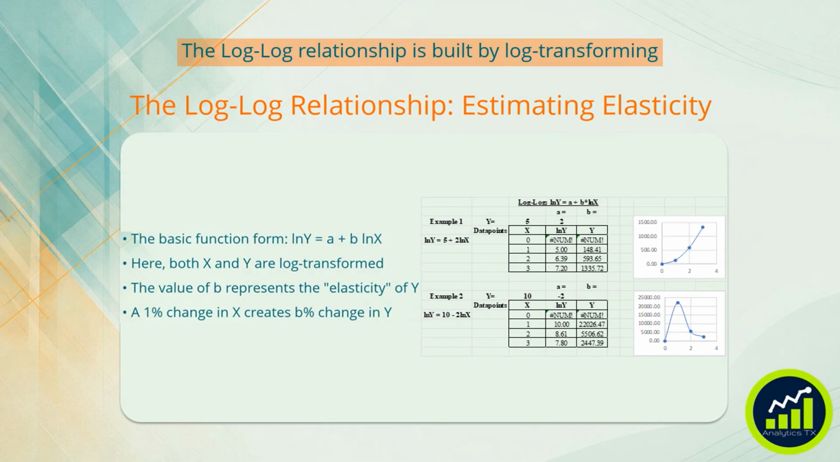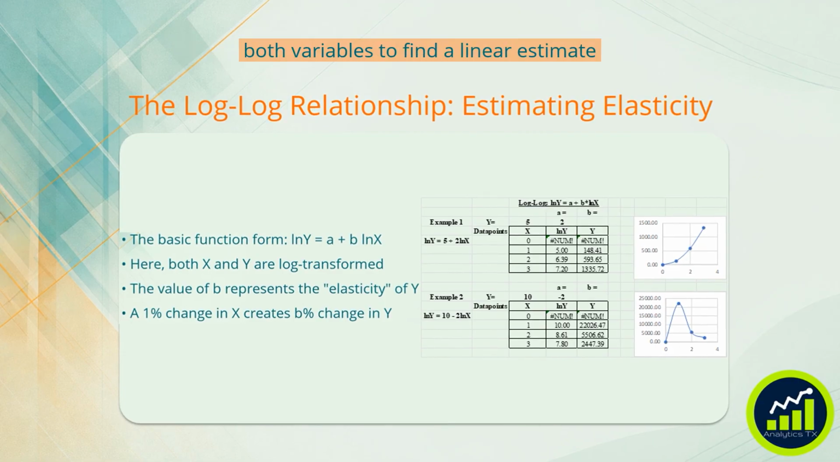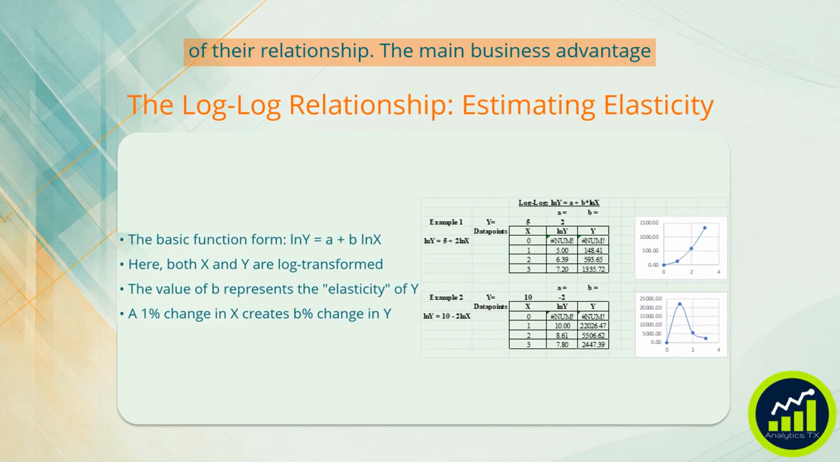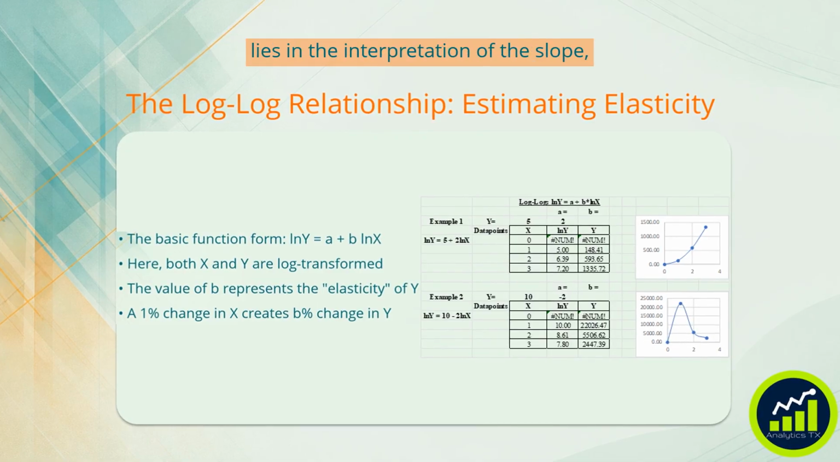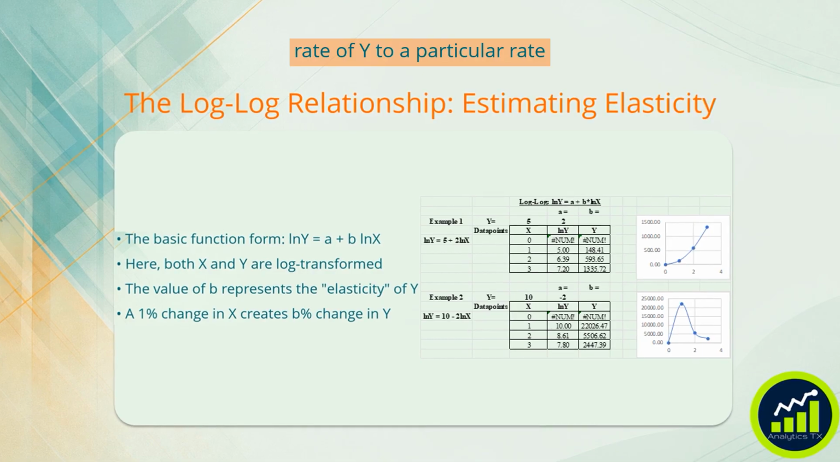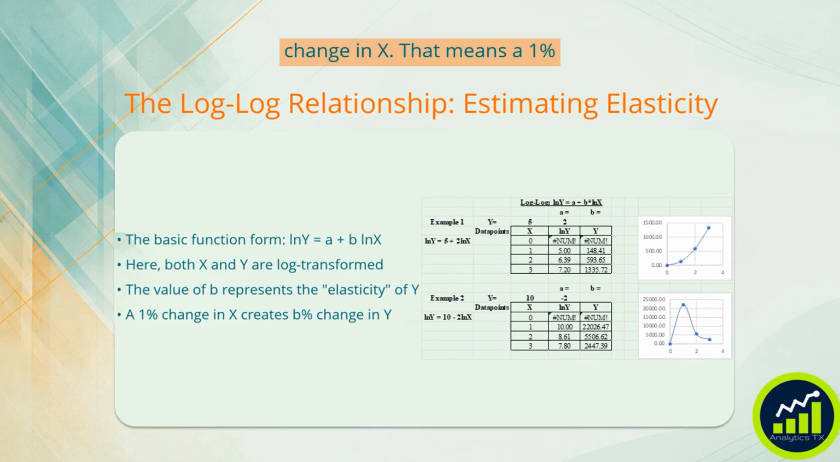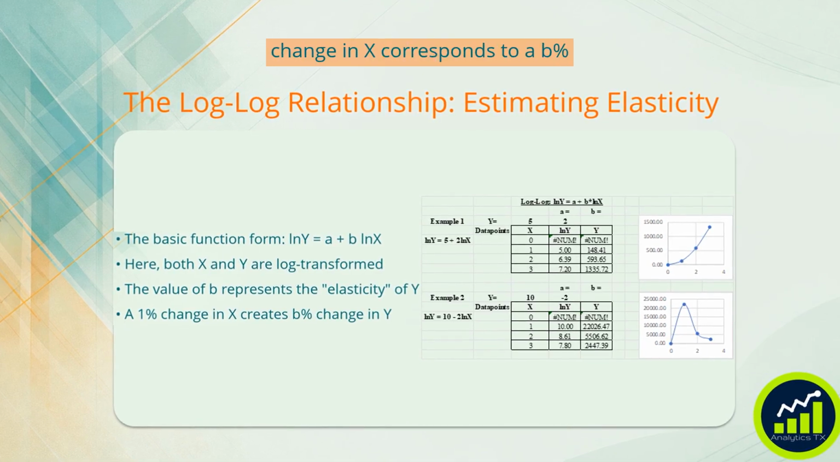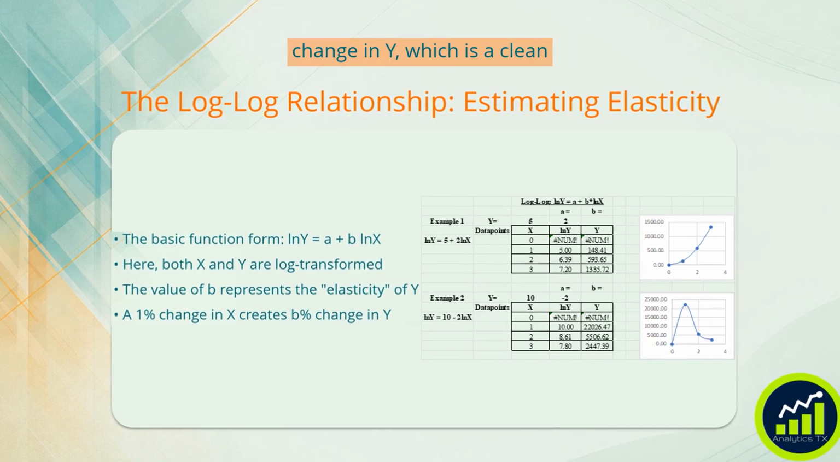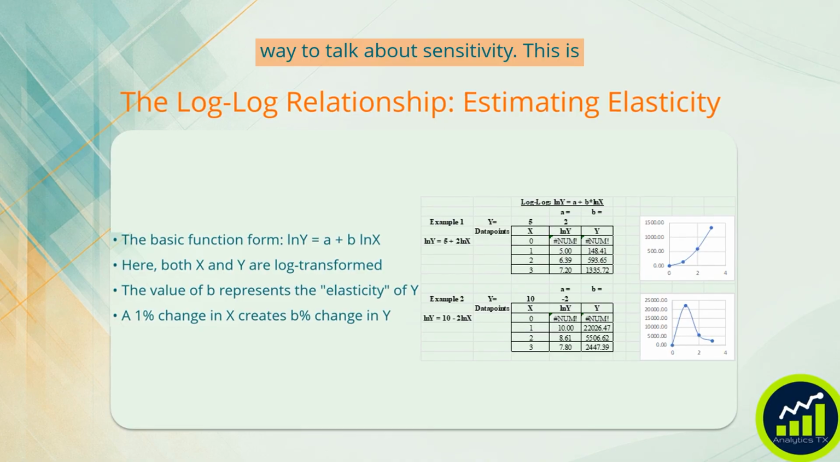The log-log relationship is built by log transforming both variables to find a linear estimate of their relationship. The main business advantage lies in the interpretation of the slope, b. It represents the elasticity or response rate of y to a particular rate change in x. That means a 1% change in x corresponds to a b% change in y, which is a clean way to talk about sensitivity.